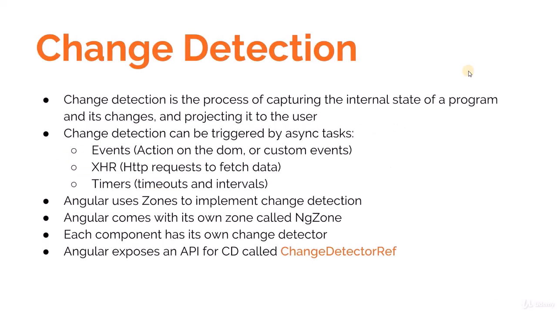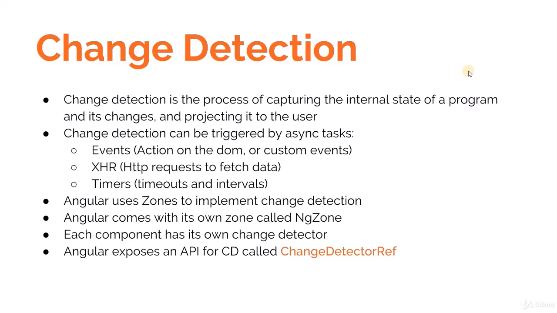Hello guys and welcome back. So in this section we'll talk about change detection mechanism in Angular. Now, change detection is a process of capturing the internal states of an application and then somehow projecting these changes to the user. In simple terms, you can say that it's basically a way of synchronizing your model with the view.